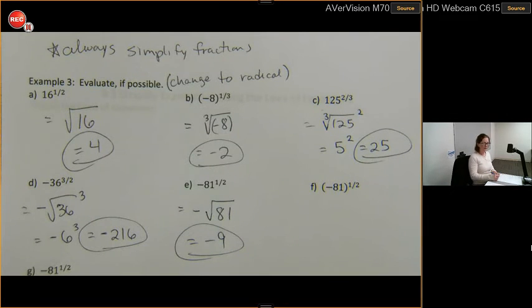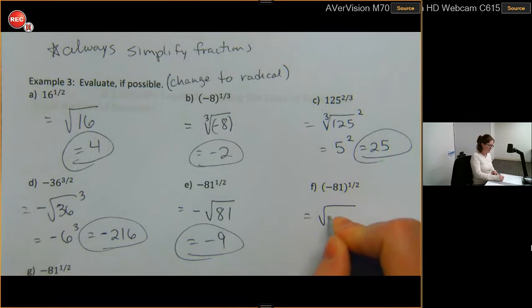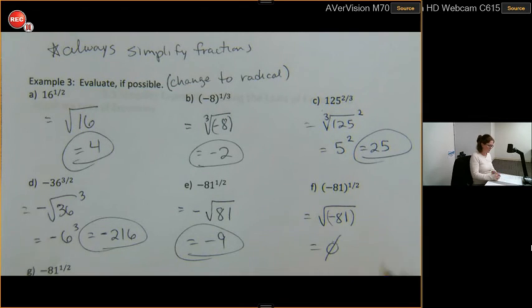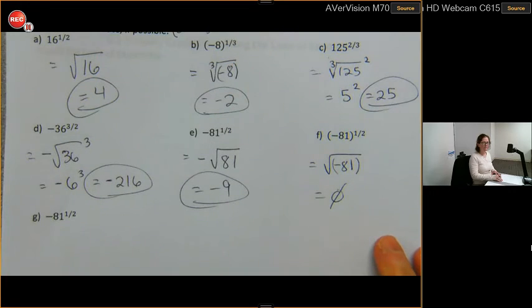Letter F does have parentheses, so my negative stays on my 81. Well, that's not possible. Oops, and G is the same as E, so we won't do that again.